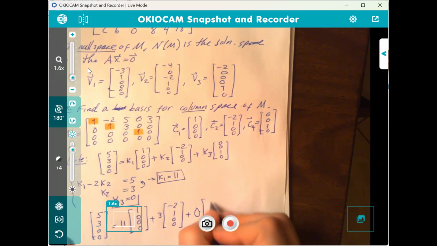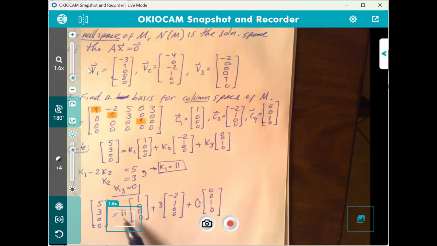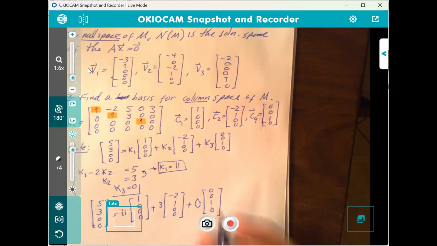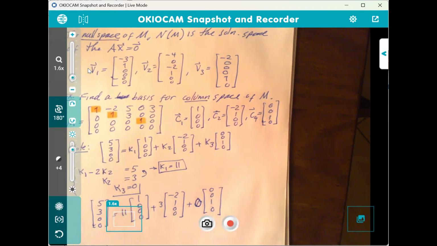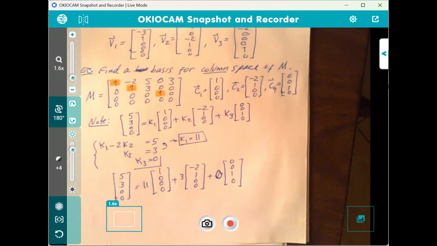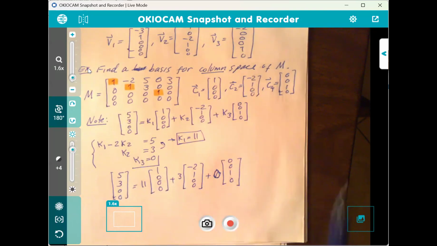times, in other words, we don't need the third column. The 2 columns will take care of this one. And you can see 11 plus 3 times 2 is negative 6. 11 and negative 6 makes 5. 11 times, these are all zeros. 3 times 1 is 3. Then the rest has all zeros. And K3 is 0. So there you go. Just want to again clarify, what does this mean when we just say the column space?